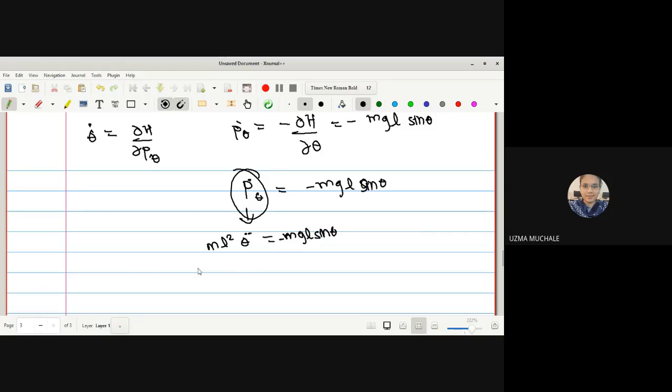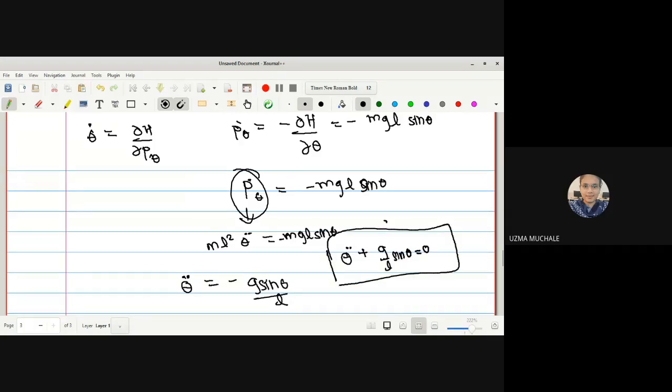So hence we get the value of theta double dot is equal to minus, sorry, m gets cancelled, no? So we get it is minus g sin theta divided by L, which we can write as theta double dot plus g by L sin theta, and which is nothing but our equation of motion for a simple pendulum, which we have already derived in our first chapter.